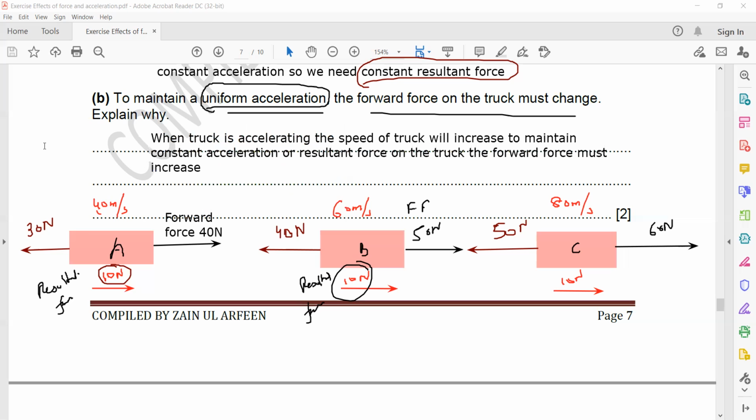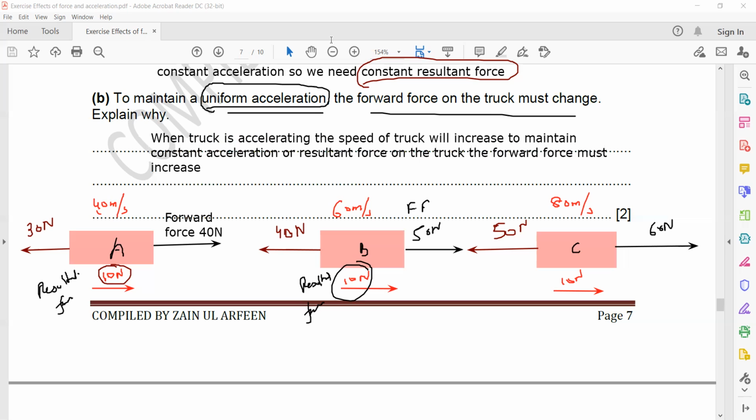Those who have experience of driving a car can experience this. If you want to accelerate your car, or want a constant change in the speed of the car, you have to press the accelerator. Why do you have to press the accelerator? Because when the speed of the car is increasing, the air resistance is also increasing. So you press the accelerator so that the resultant force on the car will be the same and it will have a constant acceleration, or change in speed. Is it clear, this question?